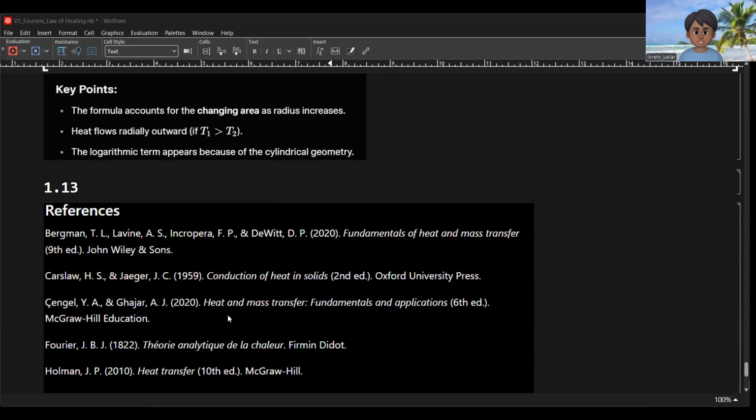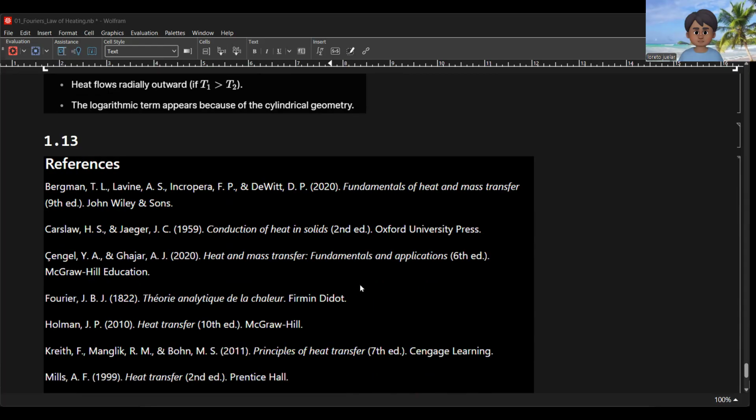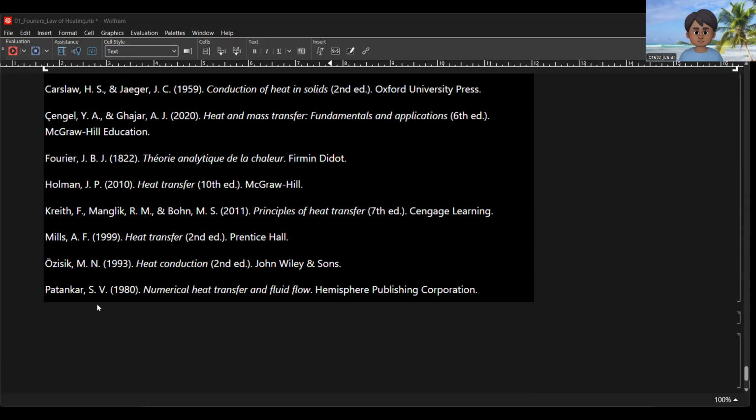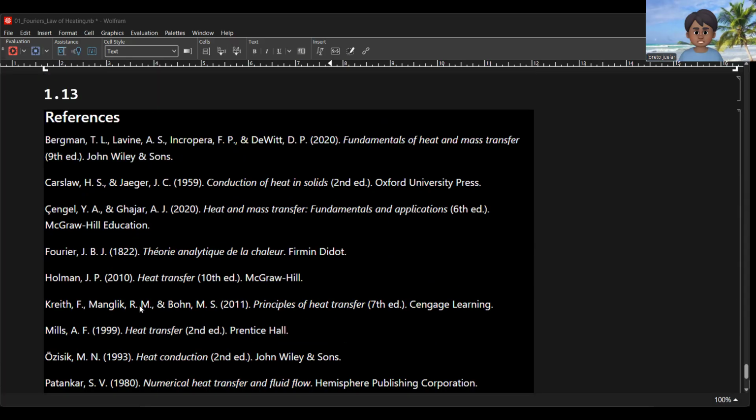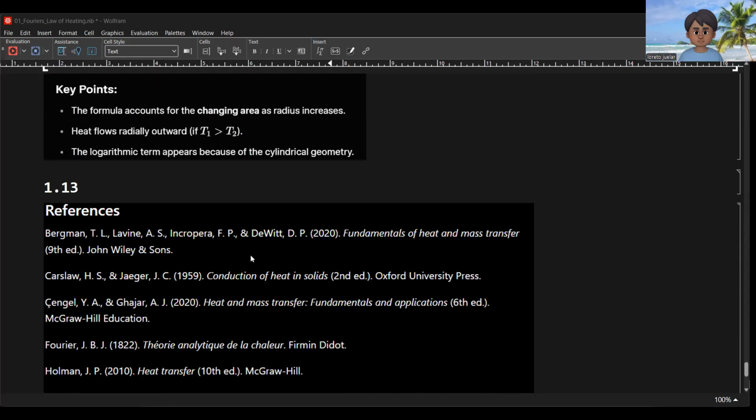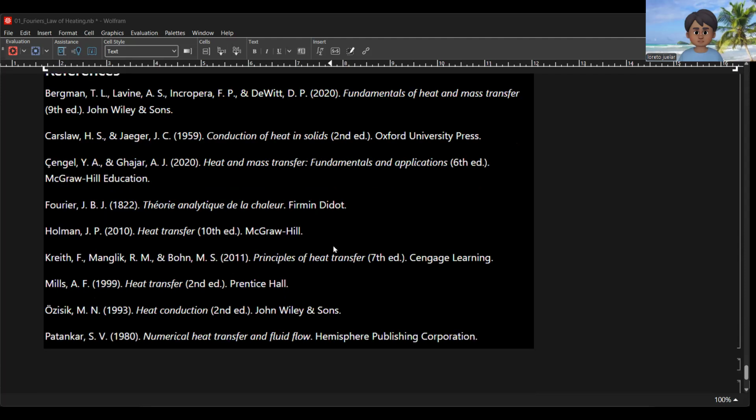We have the references here: Bergman, Lavine, Incropera, Fundamentals of Heat and Mass Transfer, John Wiley and Sons; Carslaw and Jaeger, Conduction of Heat in Solids; and we have different references here. So see the references.